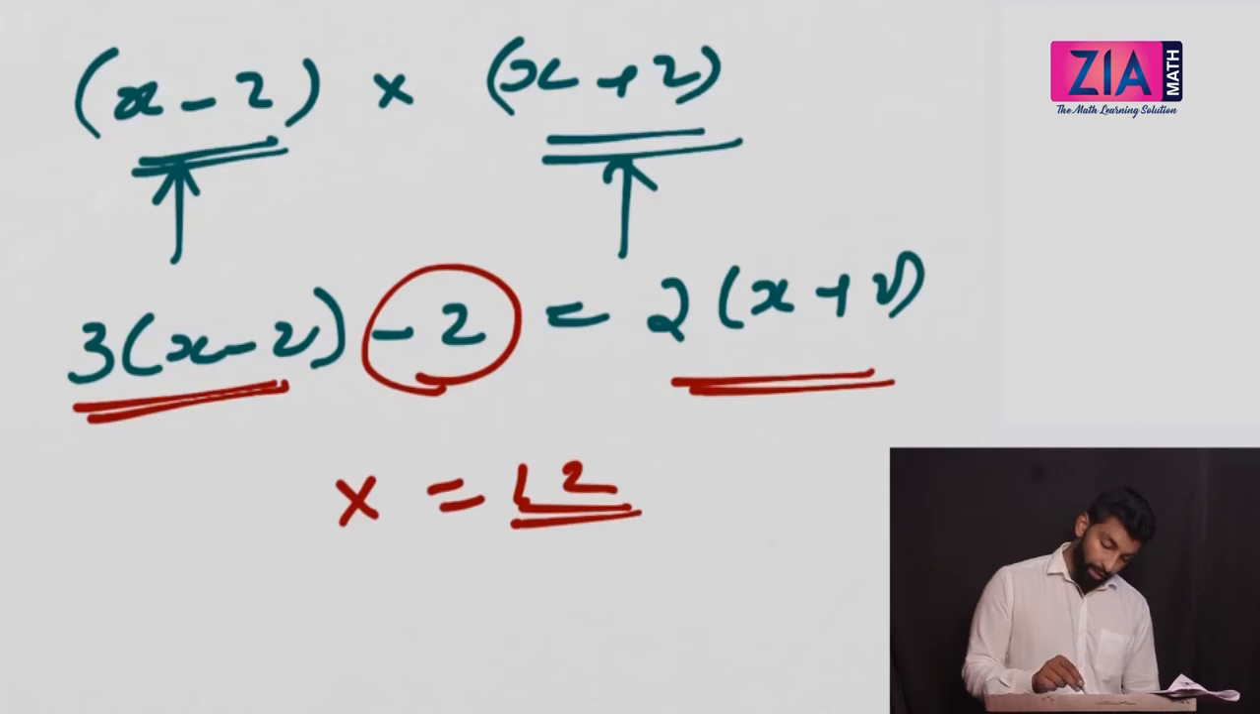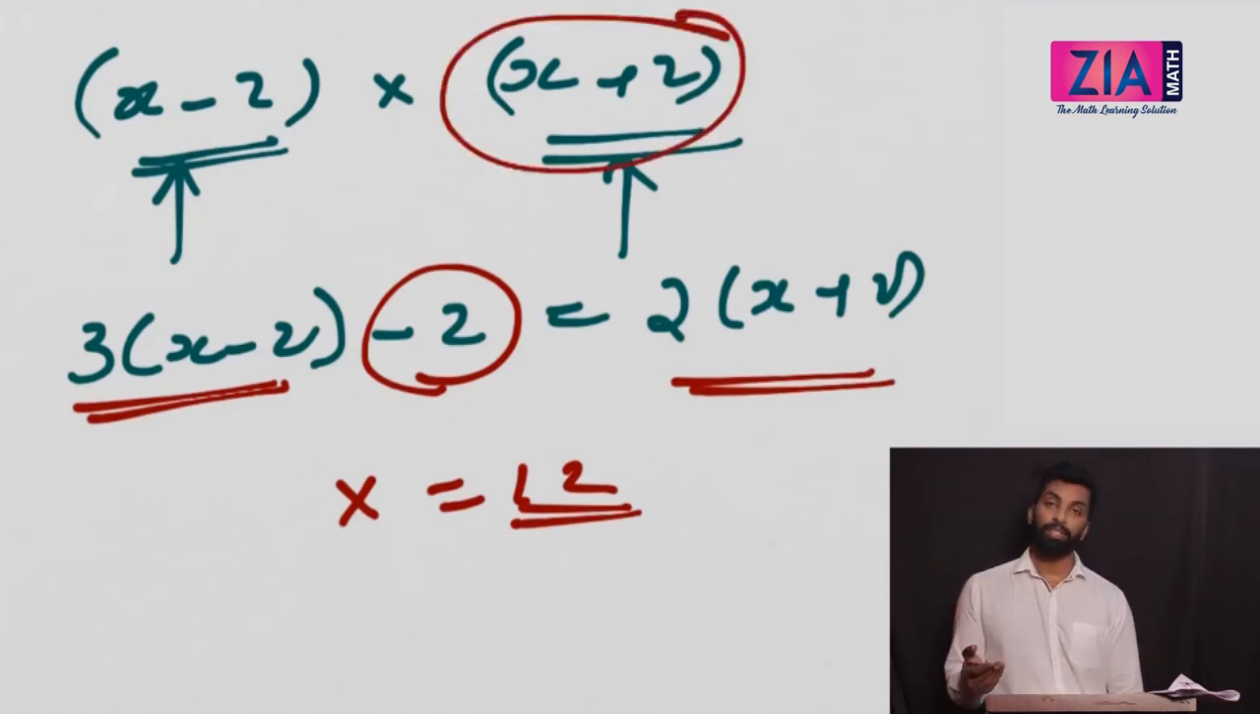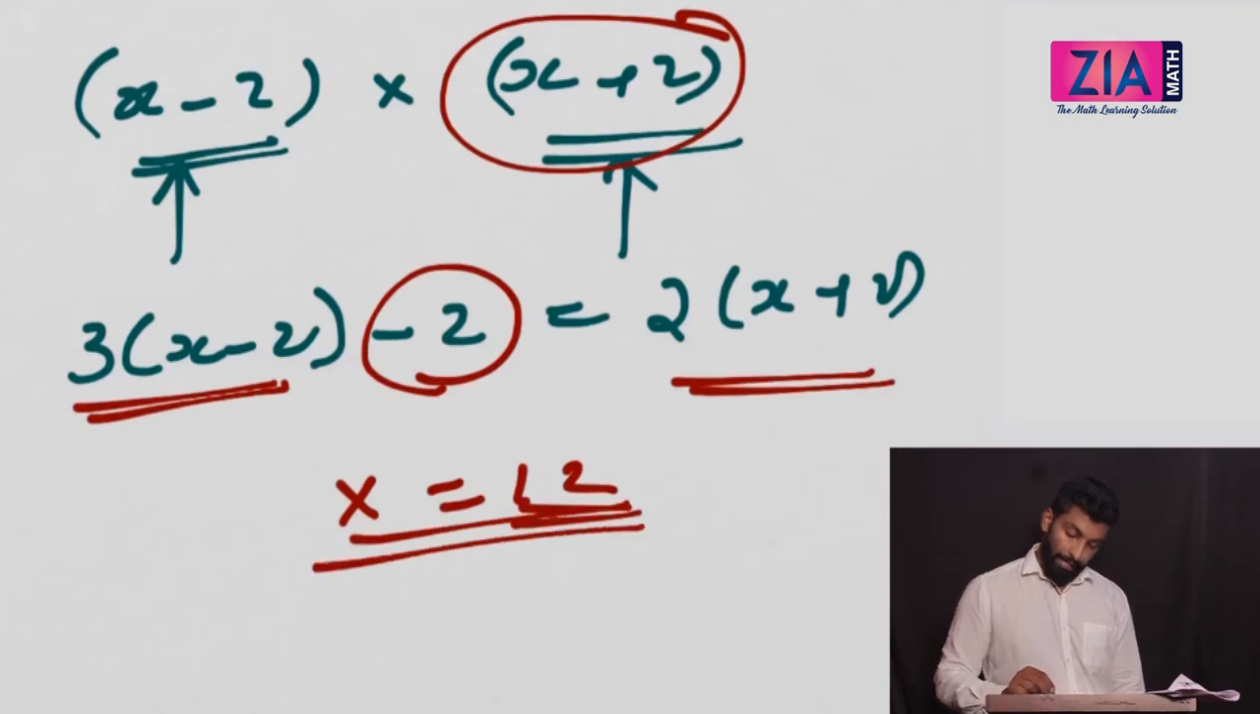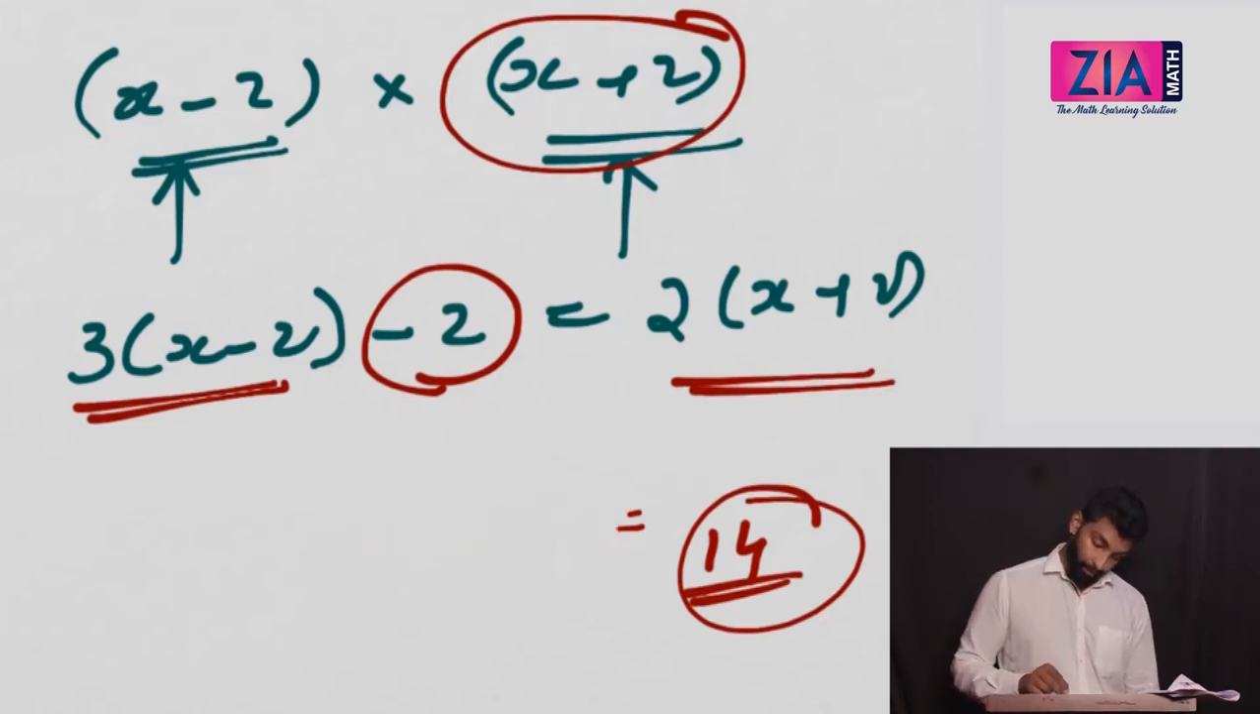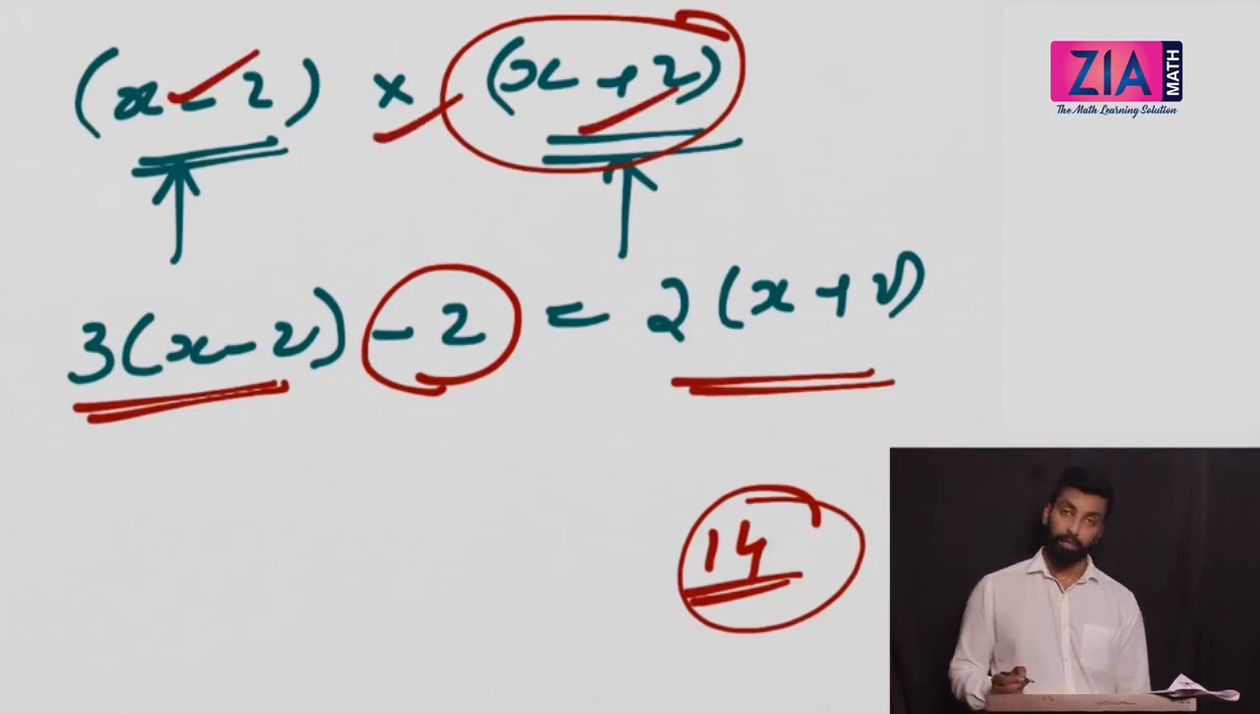What do you need to find out? You need to find out the third number. In my assumption, my third number is x plus 2, right? X you got as 12, so x plus 2 means 14. So 14 is the third number, right? This is the first number, second number, third number, right?